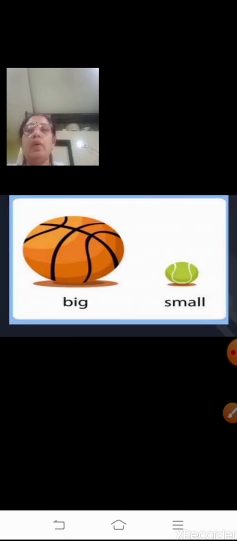Now children, look at this picture. Here there is a picture of two balls. Now, if I tell you to compare between these two balls and ask you which one is bigger and which is small, it will be easy for you to compare between these two balls. You will tell me that the orange ball is bigger than the green one. Correct?